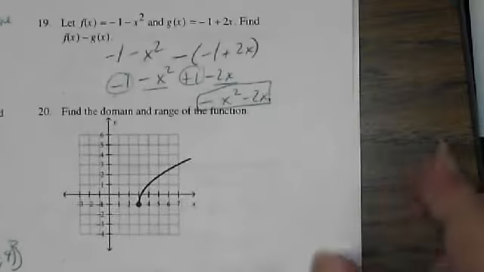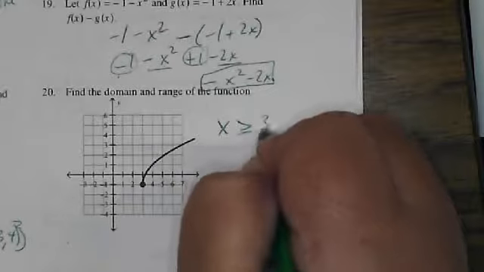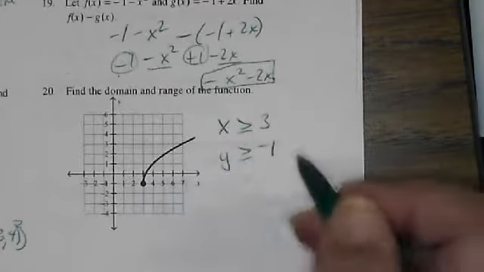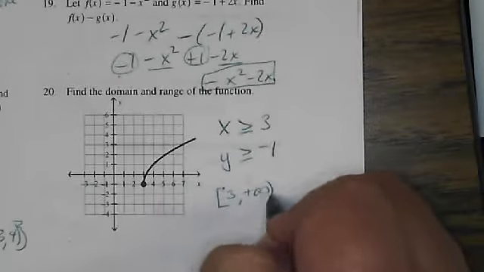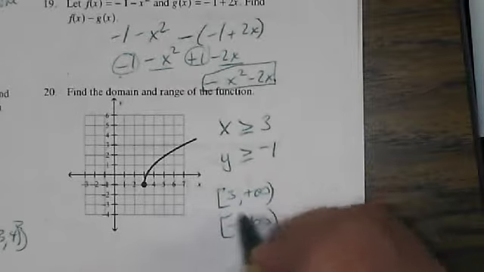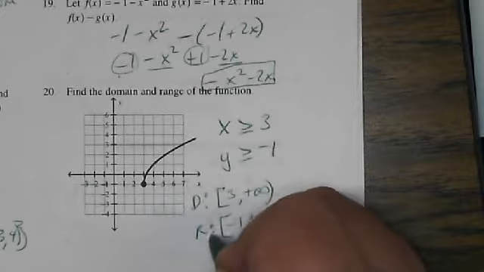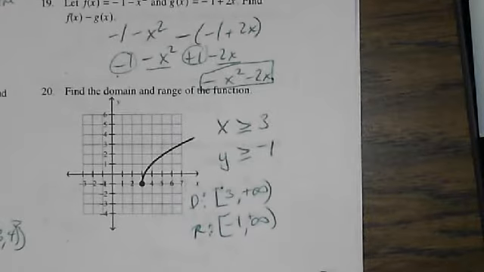Alright, last one, number 20, find the domain and range. The domain, our x, is greater than or equal to 3. Our range, y, is greater than or equal to negative 1. You could also do interval notation, 3, negative 1. However it looks on the test, you're going to want to match it. That was day 2.